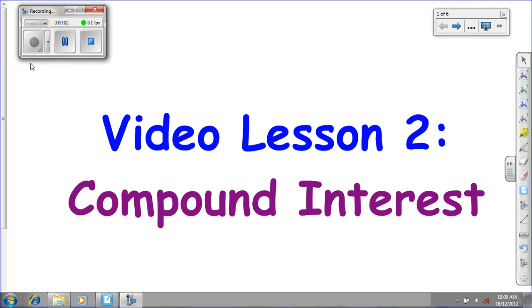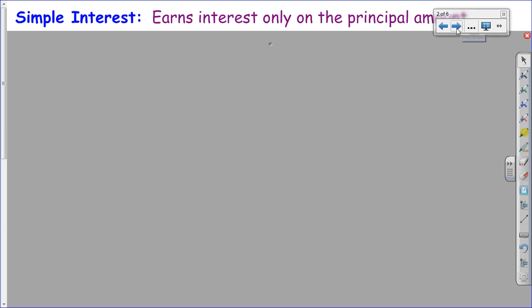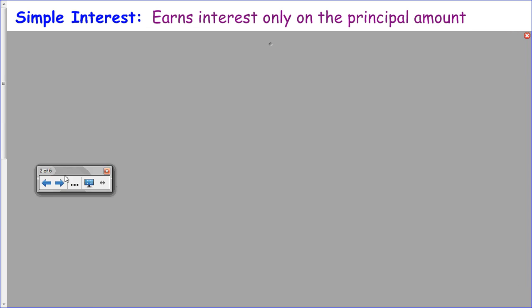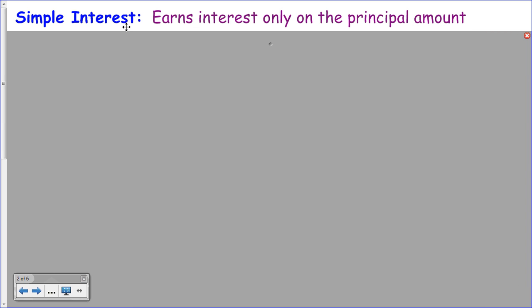Video lesson 2, compound interest. We're going to start off by recalling the definition of simple interest. That was video lesson 1. What was special about that was that simple interest earns you interest only on the principal amount, which is the original amount that you invest.